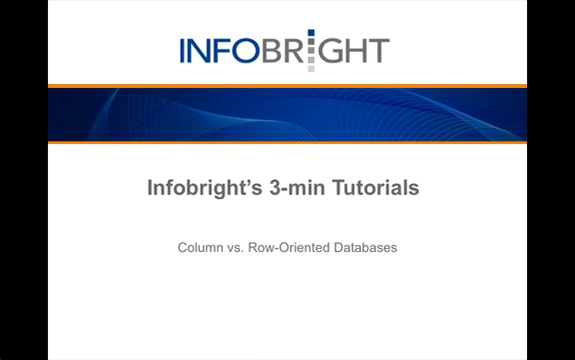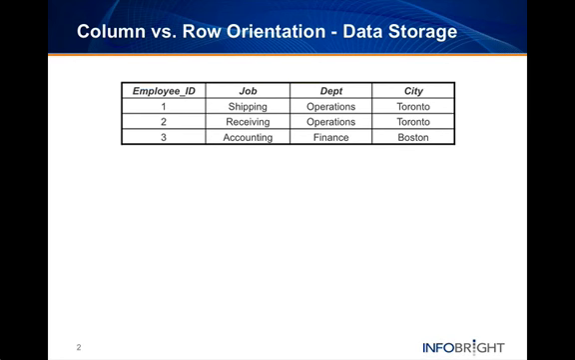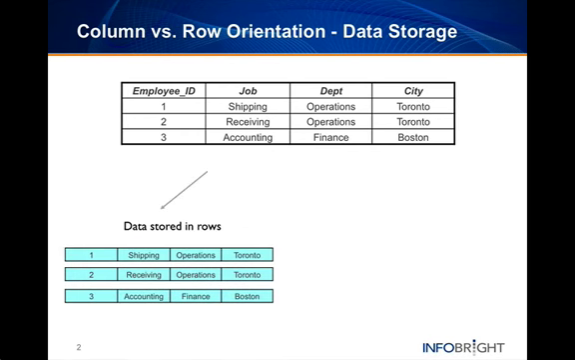In this tutorial, we'll talk about the differences between column and row-oriented databases and their respective uses. Starting with a generic table, there are two ways in which your database can store this information. The first is by row, which means that all values from each record are stored as one entity. A single value from within the record, such as department, can't be accessed without reading the entire row.